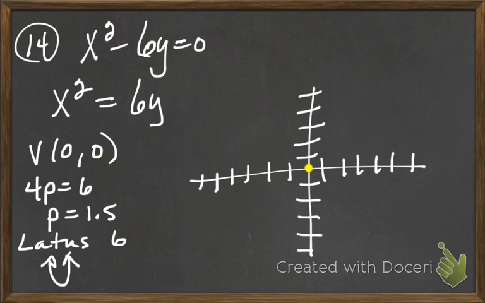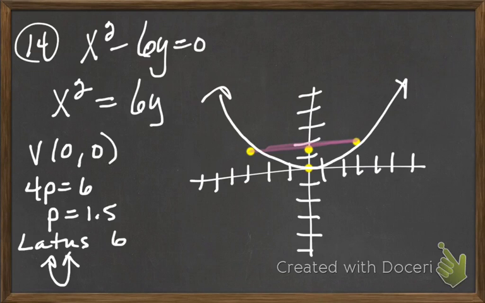Since the parabola's going up, you're going to travel up 1.5 units from the vertex to get to your focus. Your latus rectum is 6 units long total, so you have to go 3 to the left and 3 to the right. Create that imaginary segment called the latus rectum, and then you'll sketch in your parabola through the 3 points. Questions about 14?